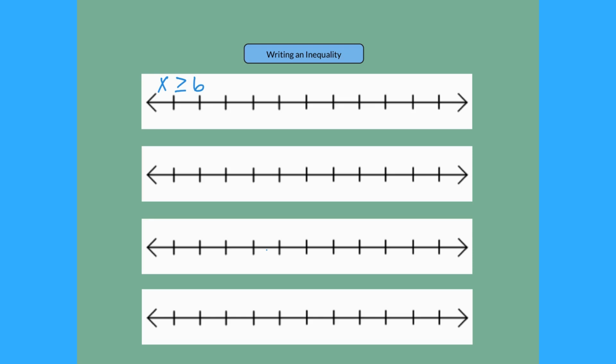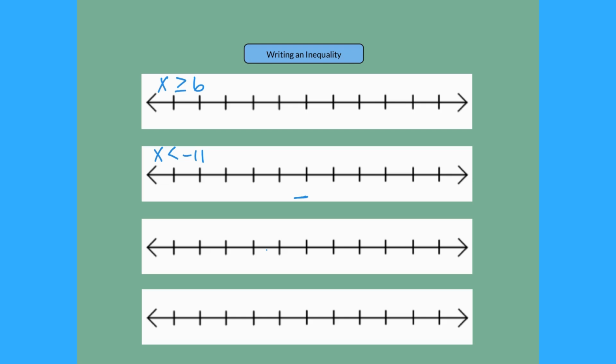Similar for the second one, I'm going to start with the x. I could also skip the sign initially and go to the -11 because that's the number that the dot's on. And then I can fill in my sign. So this time I'm shading to the left, and -12, -13, those are actually smaller than -11, so I'm shading to the smaller numbers, so less than numbers.